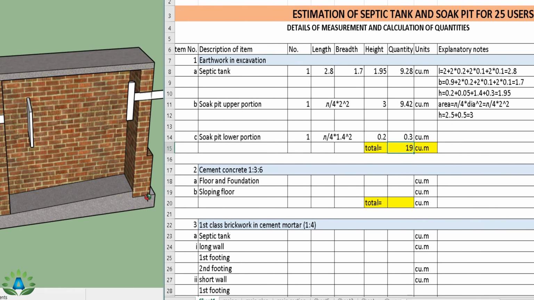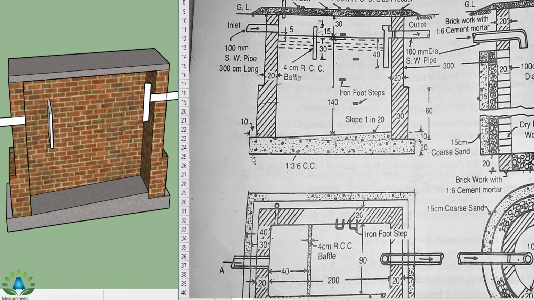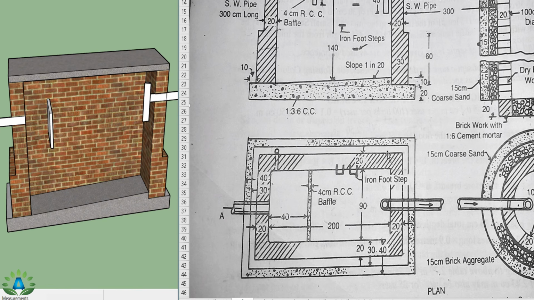That means this lower portion, that is the rectangular portion, and this sloping floor, that is this slope portion. So we have number 1, and the length is this outer to outer length. That means from this point to this point we have a length of 2.8 that we have already calculated. So length equals 2.8, and we have already calculated the width. That means from this point up to this point, that is the outer to outer width.